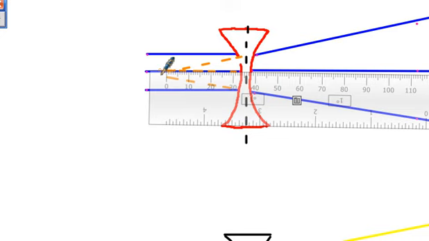The focal length for a biconcave lens is going to be the distance between where these extended rays of light meet, so this point over here, and the midpoint of the lens. So in this case, the focal length of this lens is about 3.6 centimeters.